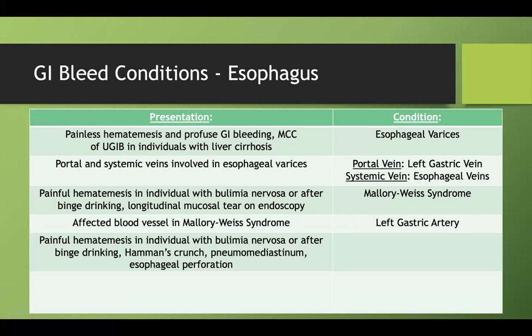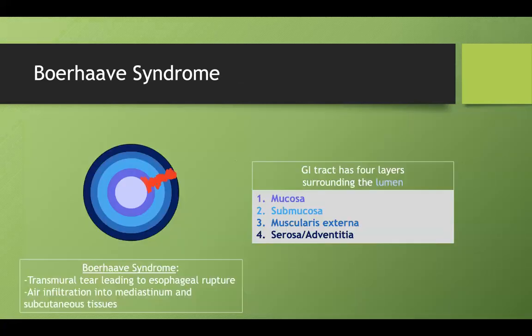Let's contrast that with this next one. What if you have painful hematemesis in somebody with bulimia or after binge drinking, but this time the physical exam will show Hamman's crunch? You might find pneumomediastinum on X-ray or crepitus on physical exam. You'll have esophageal perforation with this, so this is more dangerous. This is Boerhaave syndrome. Instead of Mallory-Weiss, where you just have the mucosal tear, this time you're going to have a transmural tear. And what that can cause is air to enter into the mediastinum. That's why you get the Hamman's crunch and the pneumomediastinum, because of the air entering.